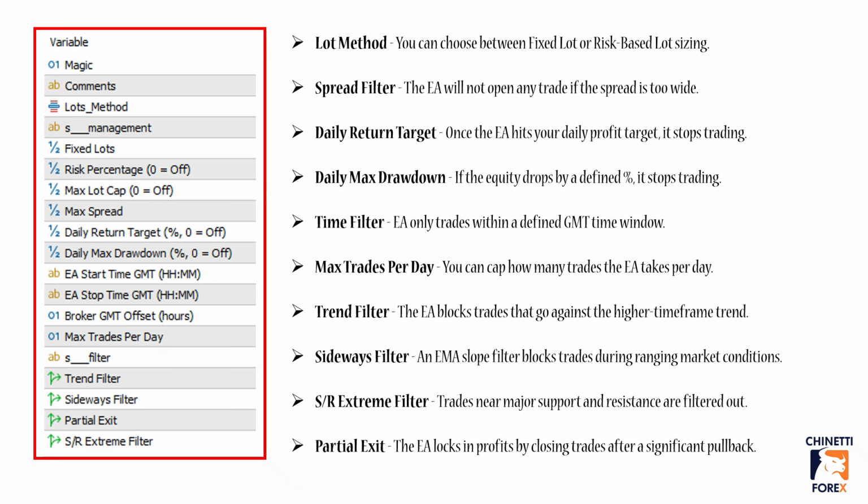SR extreme filter. The EA identifies key support and resistance levels dynamically and blocks entries when price is too close to those extremes, avoiding high-risk entry zones. Partial exit. Once a trade reaches a significant profit peak, the EA monitors if too much of that peak is given back. If it is, the trade is automatically closed to protect the gained profit. Clean and disciplined exit. Every single one of these filters is working together to keep the EA out of bad trades. And that's why the drawdown stays low and the win rate stays high.